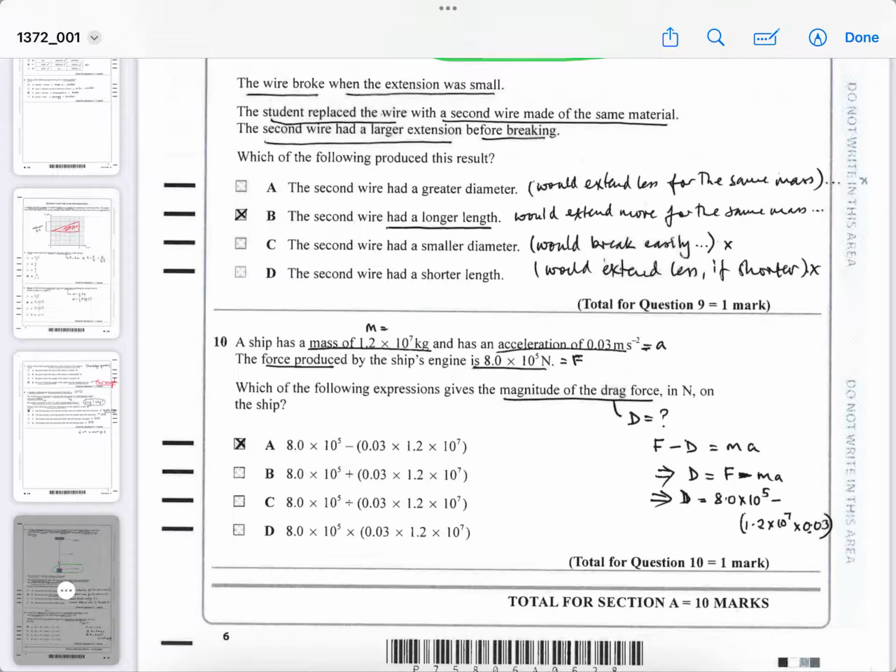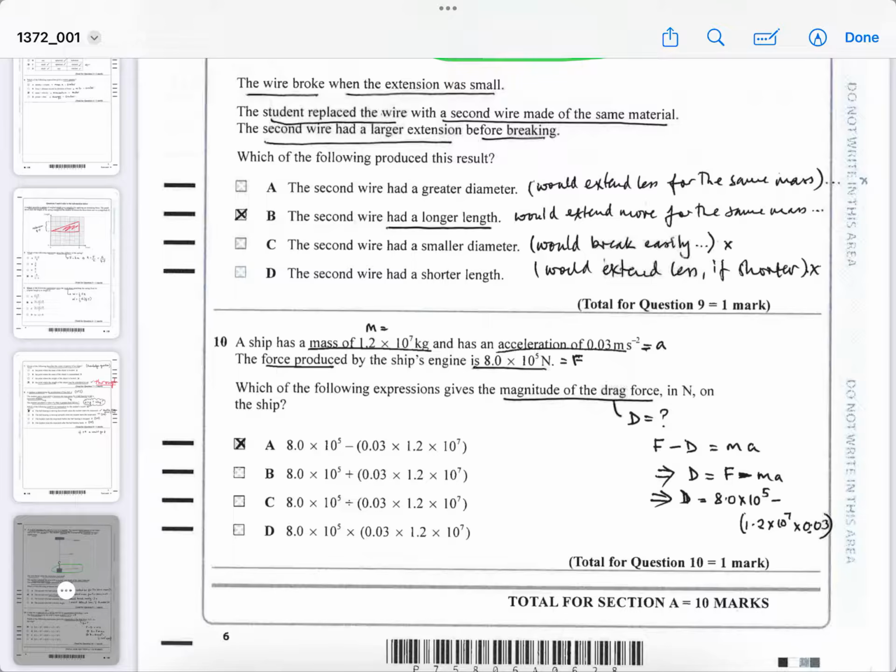Question 10 is about a ship with a mass given as 1.2 times 10 to the 7 kilograms. So that's M. It has an acceleration of 0.03 meters per second squared. The force produced by the ship's engine is 8.0 times 10 to the 5. Which of the following expressions give the magnitude of the drag force in newtons on the ship?